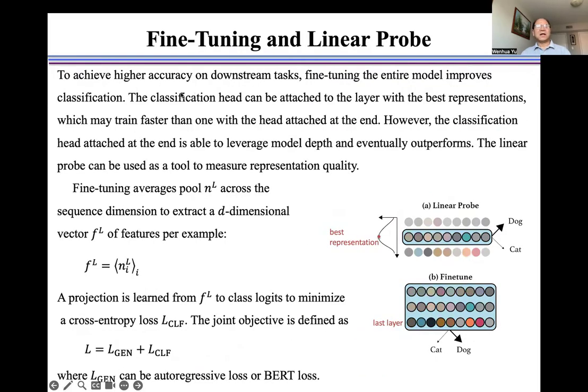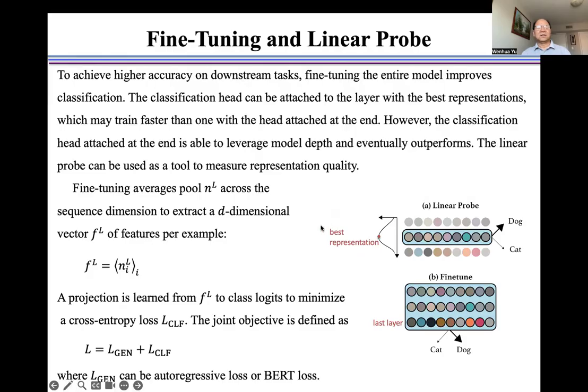To achieve higher accuracy on downstream tasks, fine-tuning the entire model improves classification. The classification head can be attached to the layer with the best representations, as shown here, which may train faster than one with the head attached at the end, as shown here. However, the classification head attached at the end is able to leverage the model depth and eventually outperforms. The linear probe can be used as a tool to measure representation quality.